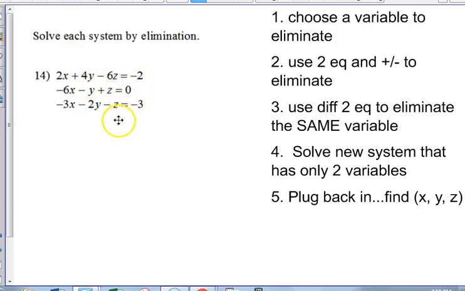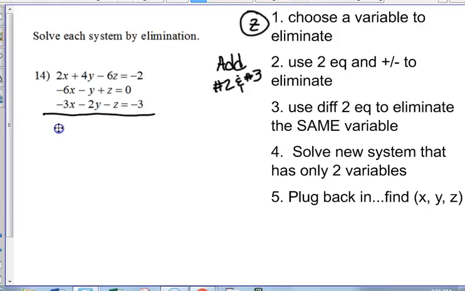But what seems the easiest choice, maybe? Yeah, do you see where Z, if we pick Z, even though 6 is a bigger number to multiply by at some point, at least we don't have to multiply the first time. So that's what I'm going to go with. I'm going to choose Z, and I'm going to say the first thing I'm going to do is simply add equation 2 and equation 3. So when I do that, what will I come up with if I add these two?